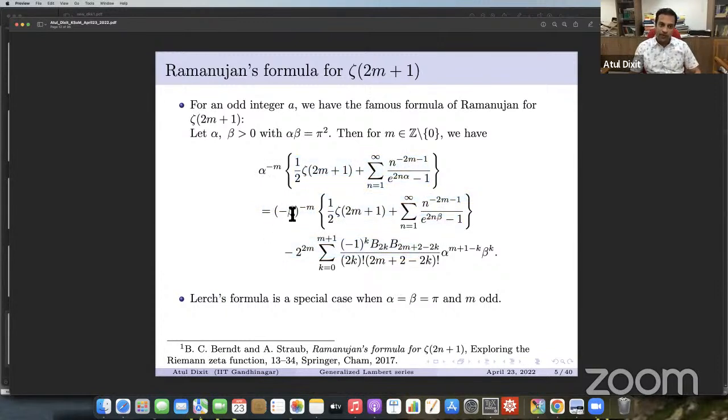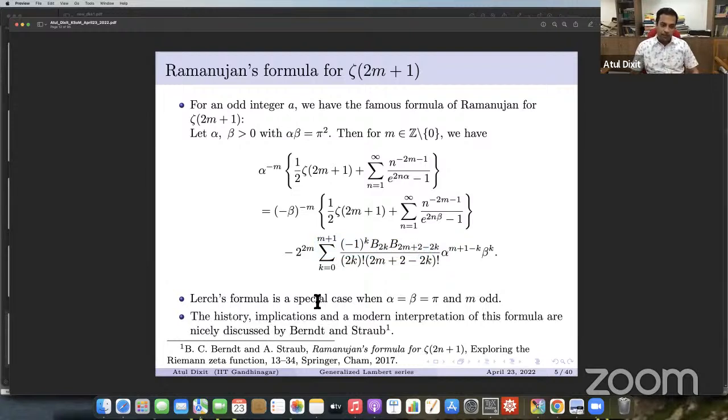So what happens when you put alpha and beta equal to pi and you let m be an odd integer? Of course, minus 1 to the power minus m will give you a minus 1. And then alpha and beta both are pi. So if you take this expression on the left-hand side, you get just one zeta of m plus 1 and then one Lambert series, which is equal to this particular finite sum. We'll talk more about this soon. There is a nice survey article written by Bruce Berndt and Armin Straub, where they explain the history of this formula and its implications as well as modern interpretations.